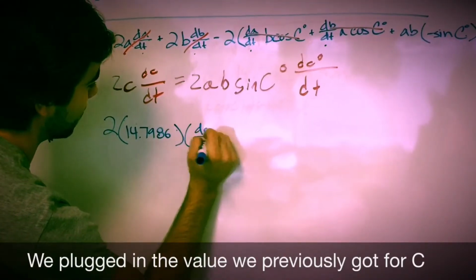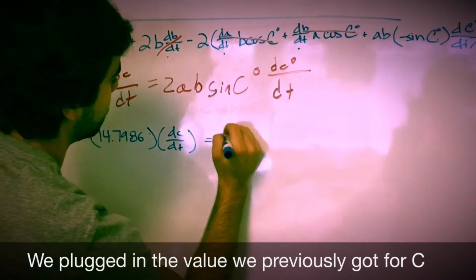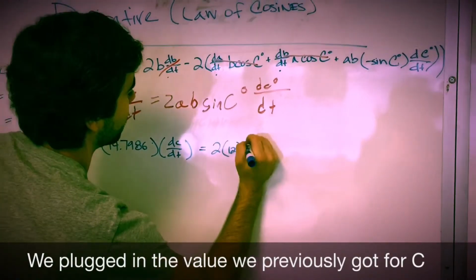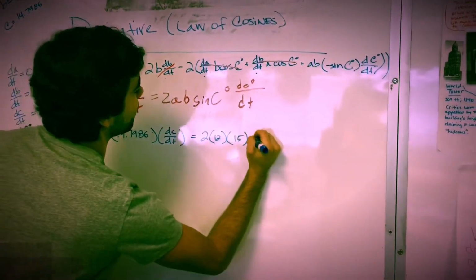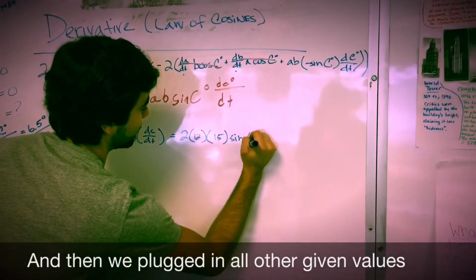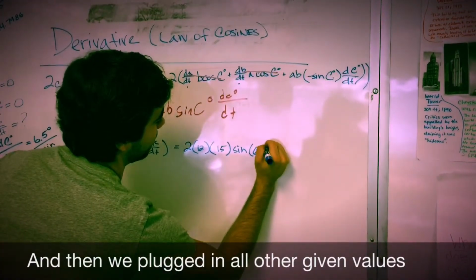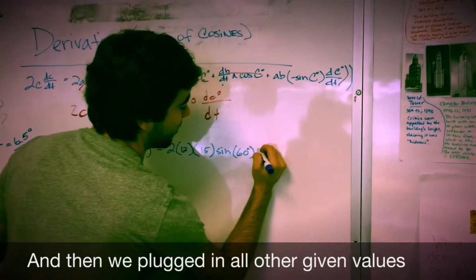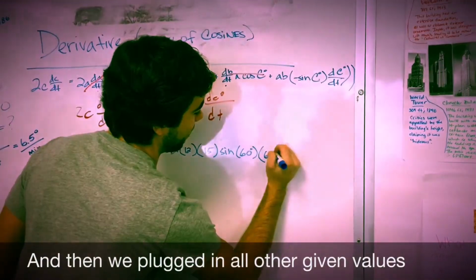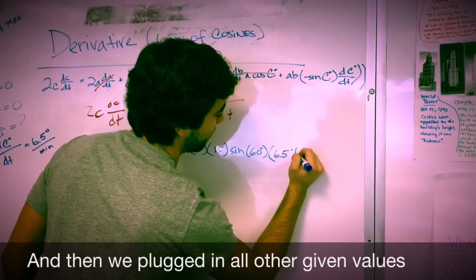This equals 2 times the first side, which is 12, multiplied by the second side, which is 15, sine of the angle, which is 60, multiplied by the amount the angle changes every minute, which we discovered to be 6.5 degrees per minute.